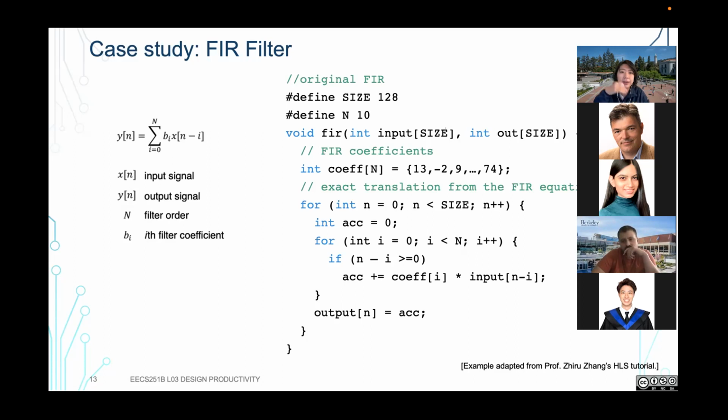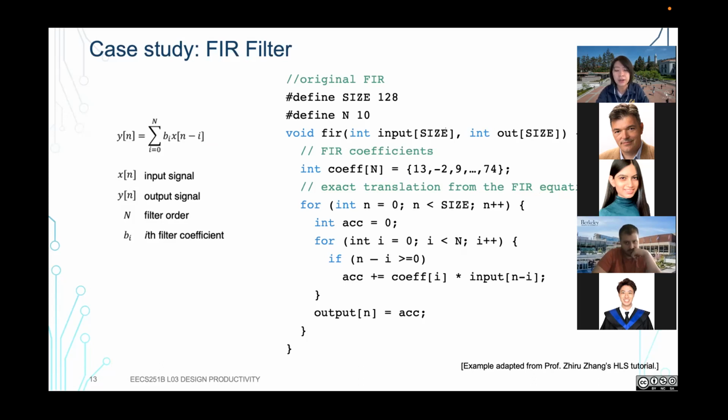This is a very standard FIR filter. We have an input signal and a coefficient constant. During the FIR transformation, we directly translate this equation into a nested for loop, so that we can calculate the output by multiplying the coefficient with the corresponding input. So this is the design, and this is the C implementation of the design.